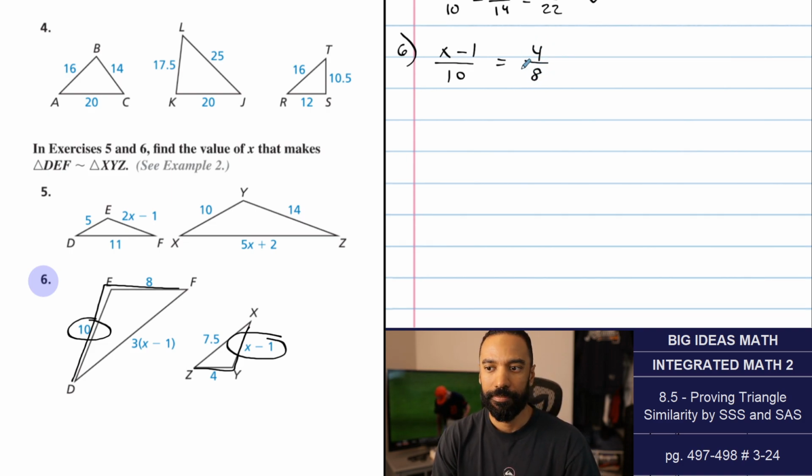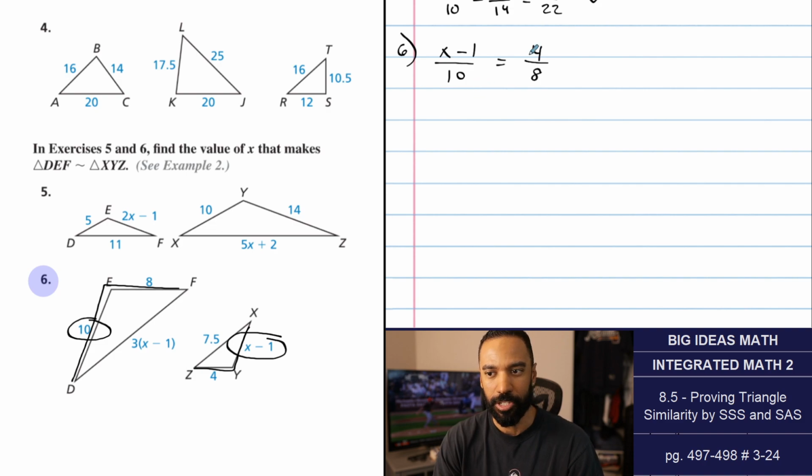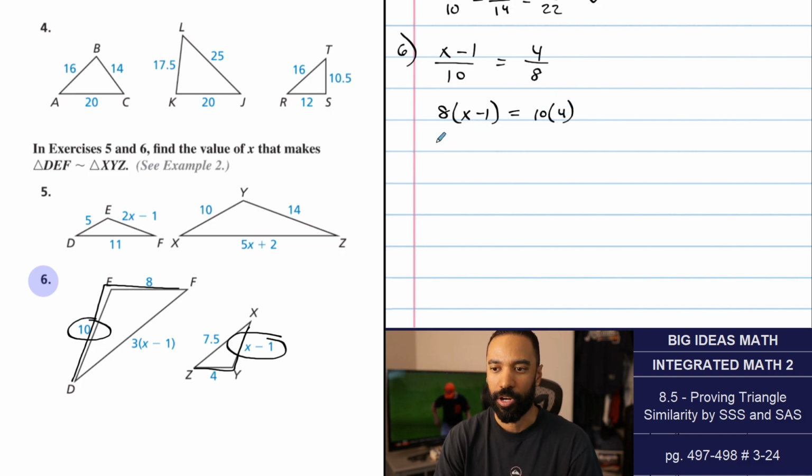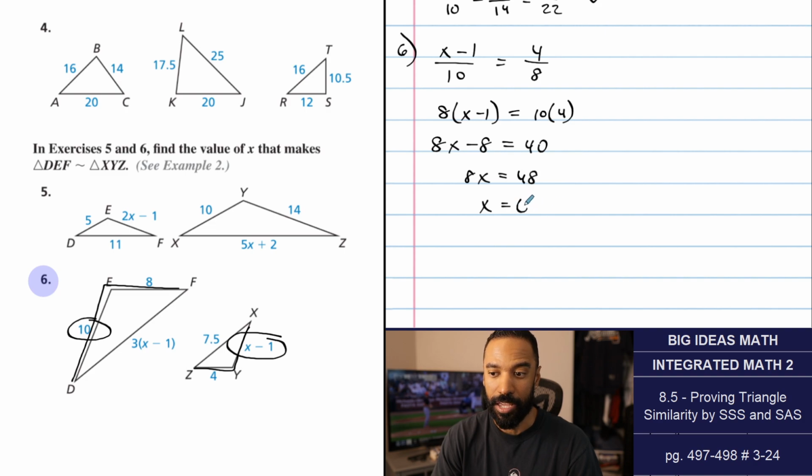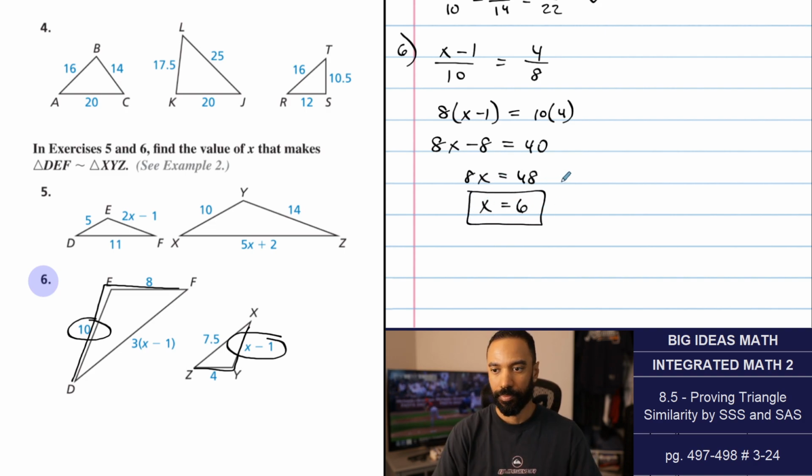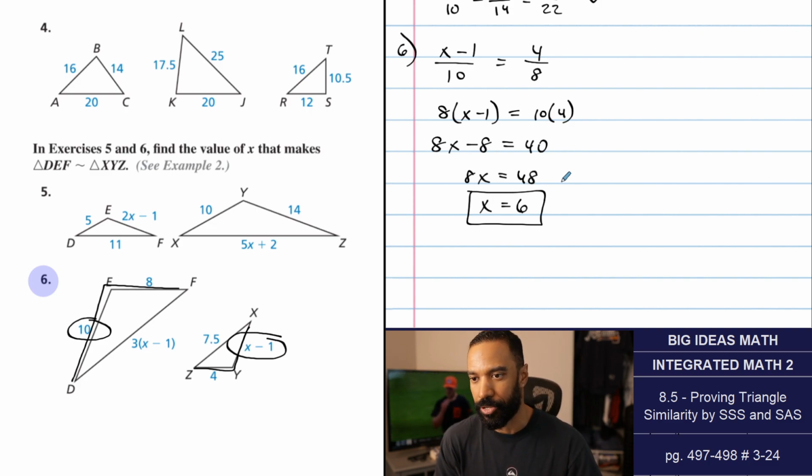For the sake of diversity, I'm not going to reduce this to 1/2 this time. Let's actually even cross multiply, because maybe you're familiar with that. If I do 8 times x minus 1, I get here 10 times 4. There's my cross multiplication. 8x minus 8 equals 40. Add 8 and divide by 8, you get 6. You'll get the same answer no matter which way you go about it. Cross multiplication or not, reducing fraction or not, dividing by 8 here or not.